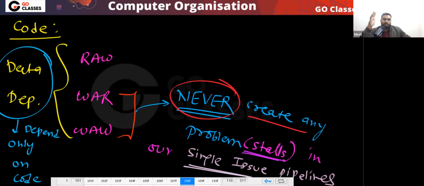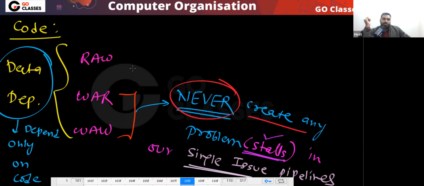Basically, in our syllabus, whatever pipeline we have, our MIPS pipeline, our RISC pipeline, our classical 5-stage pipeline, that is a single issue pipeline, right? So these dependencies can never create any problem. They can never create any stalls in our pipeline.